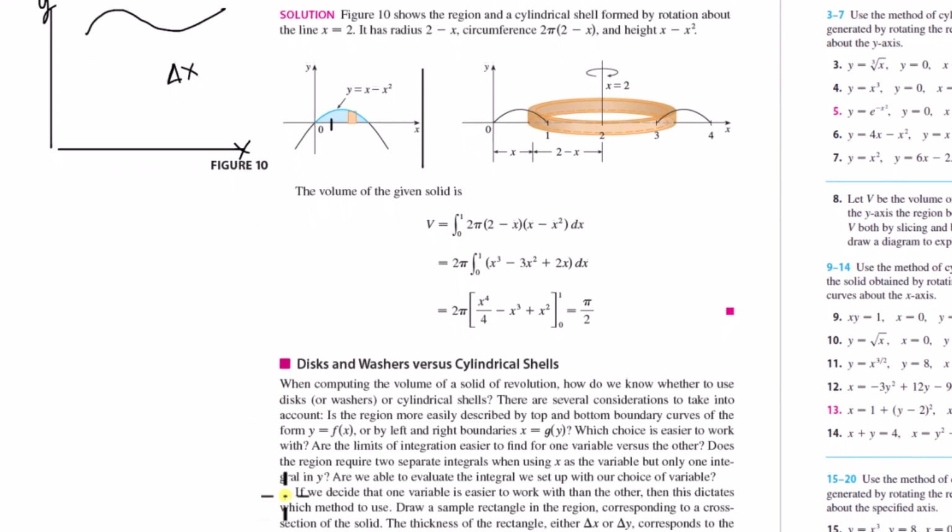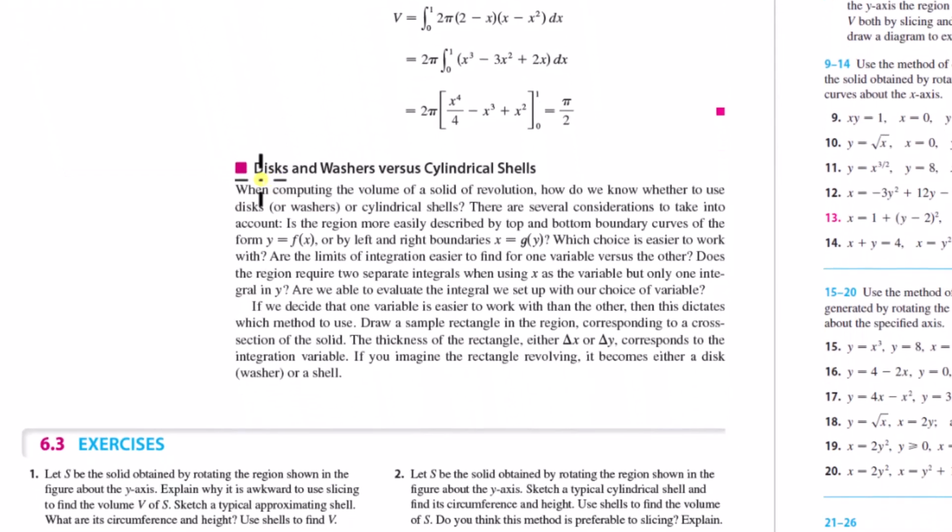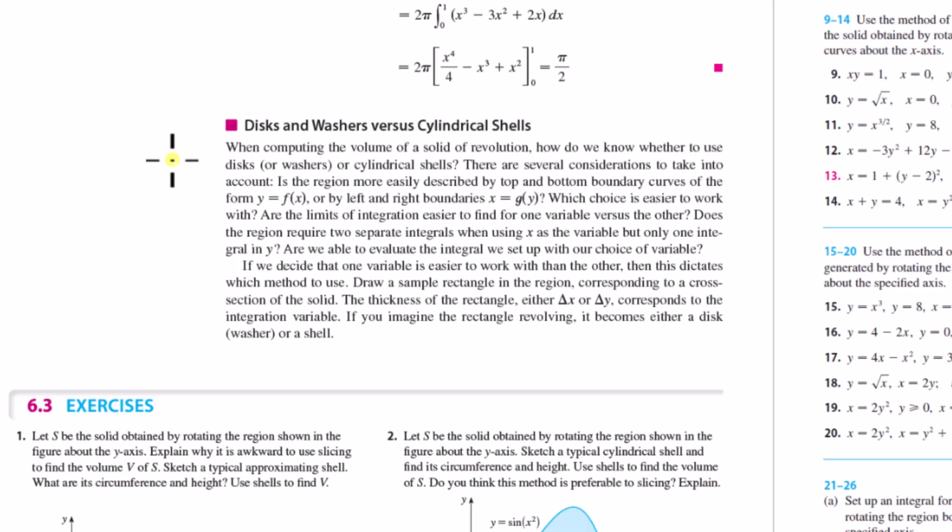Okay, so now this last paragraph talks about when, if you're going to do a solid of revolution, you know whether to use the disk washer method or the cylindrical shells method. So it says, when computing the volume of a solid of revolution, how do we know whether to use disks or washers or cylindrical shells? There are several considerations to take into account. Is the region more easily described by top and bottom boundary curves of the form y is equal to f of x, or by the left and right boundaries of x is equal to g of y?